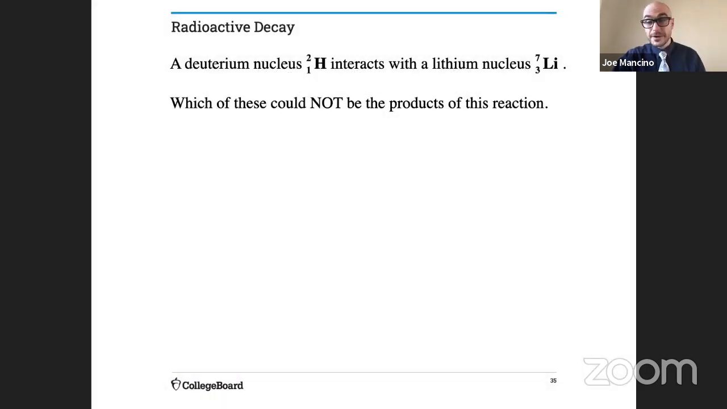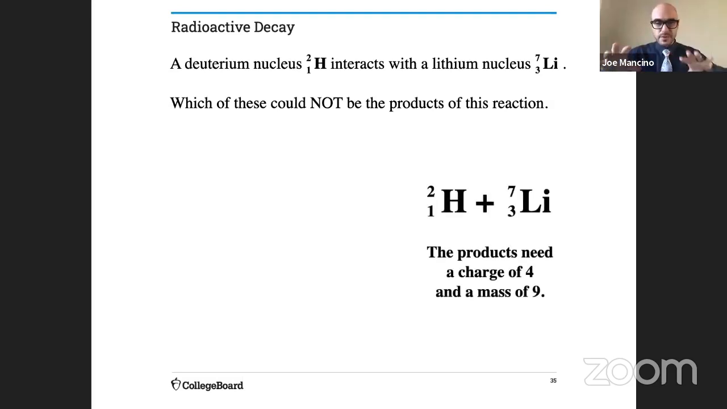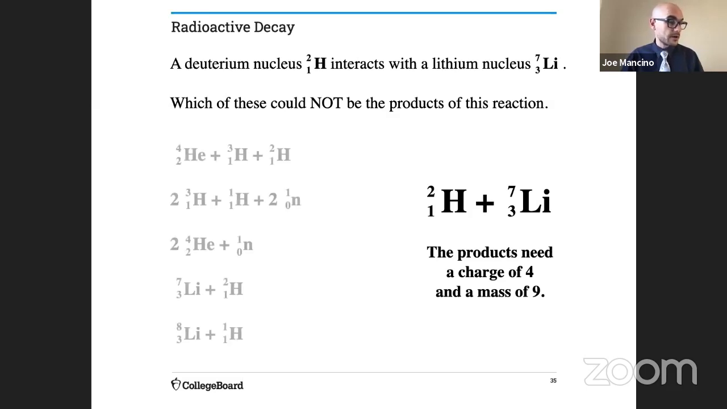Okay, so let's see if we can sort this one out. A deuterium nucleus interacts with a lithium nucleus. I'm going to show you a few different sets of products, and your job is to identify which one could not come from this reaction. So I want you to focus on this, sort of the bottom right part of your screen. When deuterium combines with lithium, the products, pay attention to the charge number and the mass number. Here they are. Which of those doesn't work?